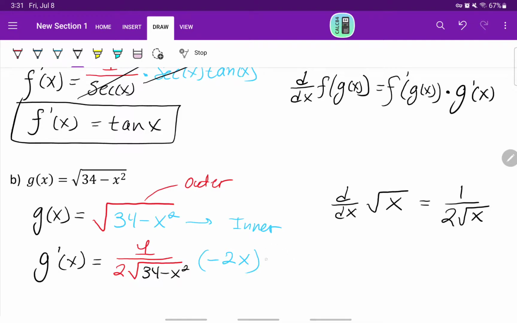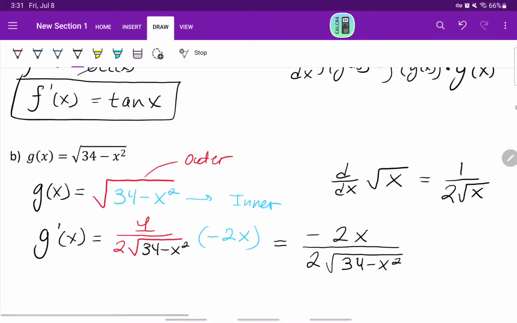Let's simplify that just a little bit. So on top, I have my 2x. On the bottom, I have 2 times the square root of 34 minus x squared. And do not forget about the negative sign because this is negative 2x. And as you can see here, my 2's can simplify. So we're left with negative x on top over the square root of 34 minus x squared.